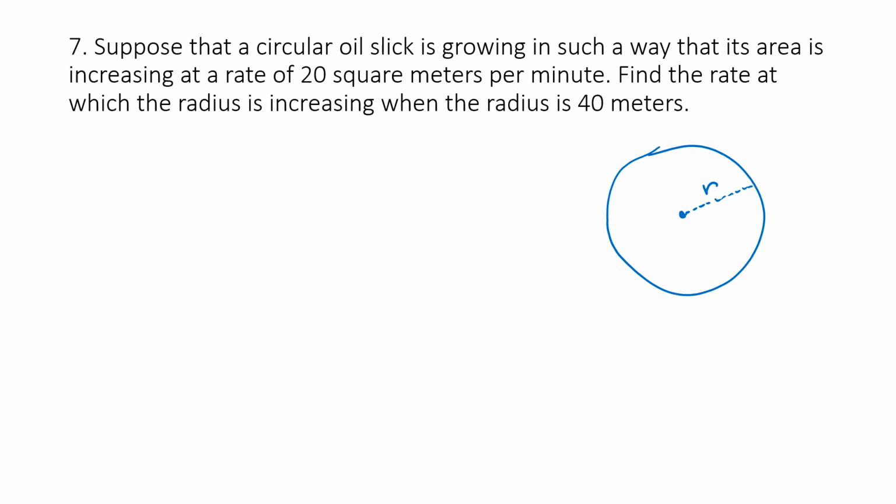So what are we talking about here? Well, we're talking about the connection between the area of a circle and the radius of that circle. And that's a formula that we hopefully know, which is the area is equal to pi r squared.